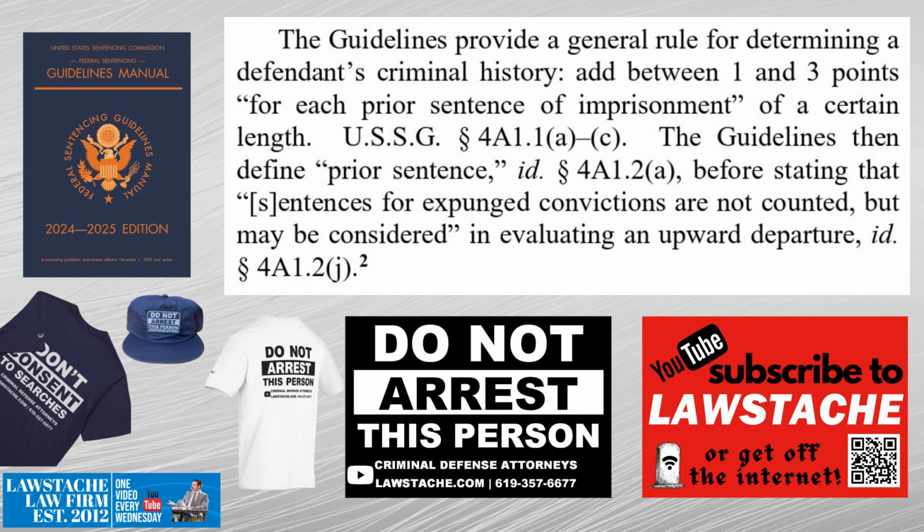Add between 1 and 3 points for each prior sentence of imprisonment of a certain length. Now, it is worth noting here that when we're calculating the criminal history category and the points, we're looking at the prior sentence length, not the length of imprisonment. Why do I make that distinction?